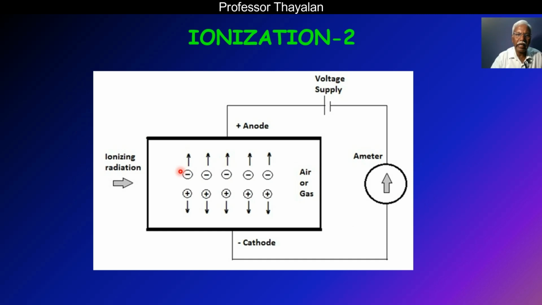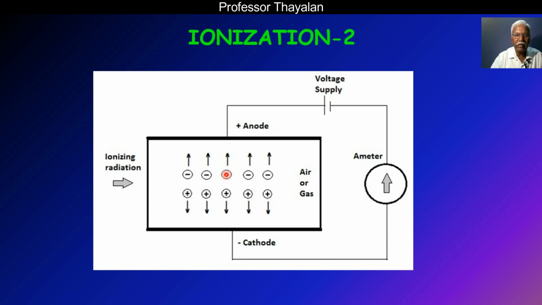This is a small diagram to show the principle of ionization. This electrode is called the anode, which is given a positive potential. The other side is called the cathode, a negative potential connected to the negative of the battery. We need a galvanometer to show the flow of ionization current. This is filled with air or gas medium, which is generally neutral. When radiation comes, the air gets ionized. Negative ions and positive ions are produced, and together they are called ion pairs.